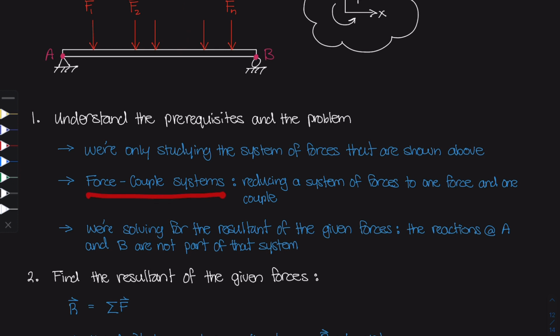Now, we just did a force couple system example down below. And again, we're solving for the resultant of the given forces. So these reactions at A and B don't really matter because they are not a part of this system of forces. We're not doing static equilibrium here. We are doing the resultant of a bunch of forces. Okay, so how do we do that?